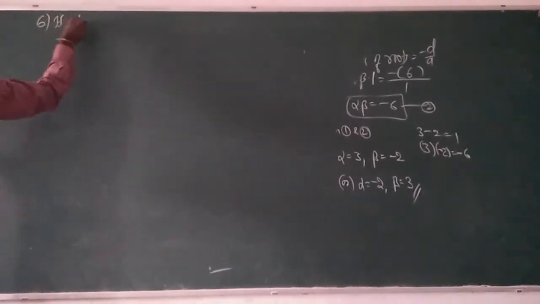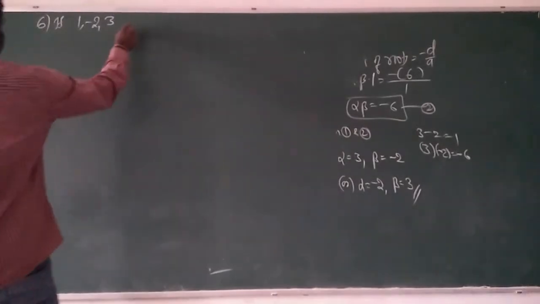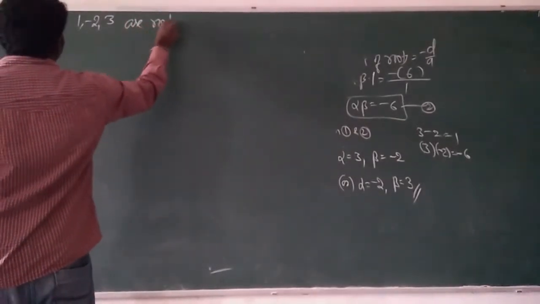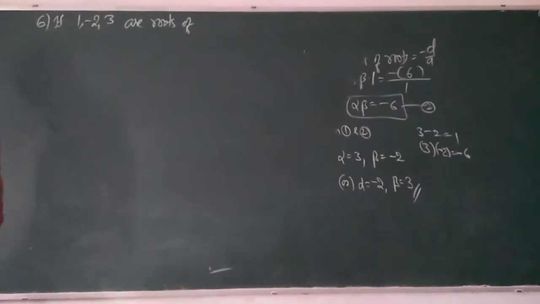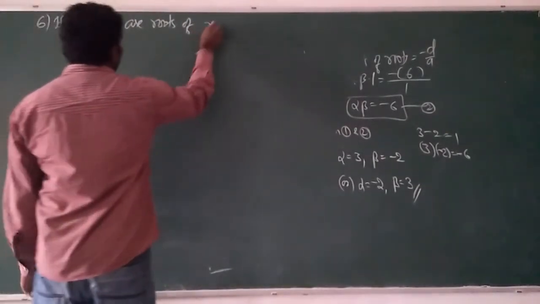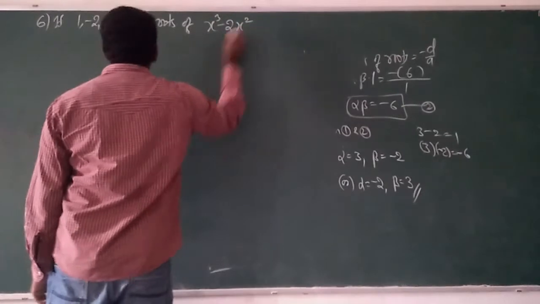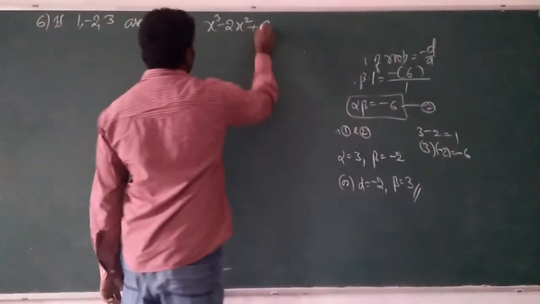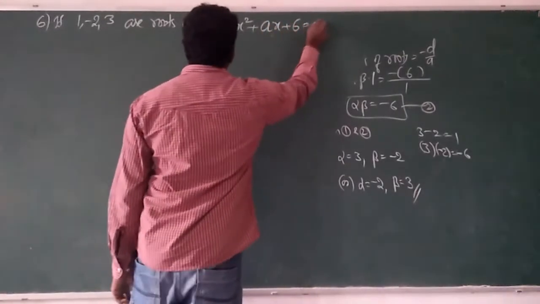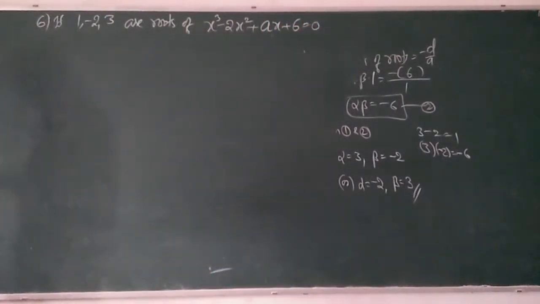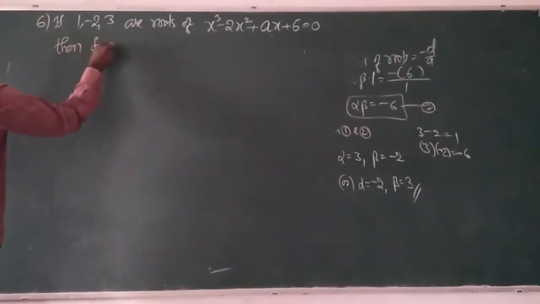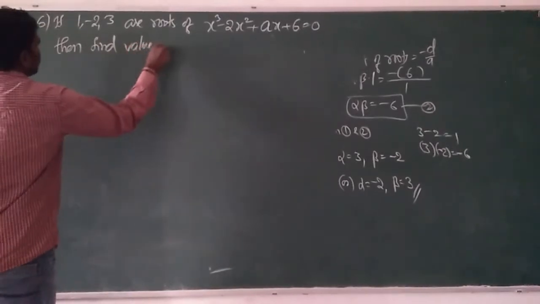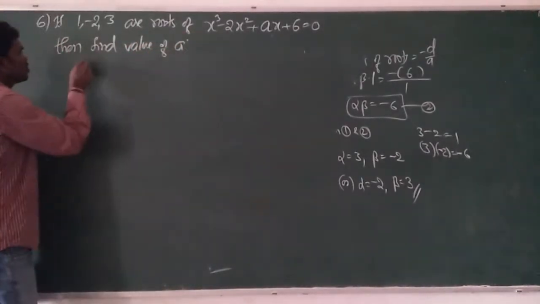If 1, minus 2, 3 are roots of x cube minus 2x square plus ax plus 6 is equal to 0, then find the value of a. See which question is given.